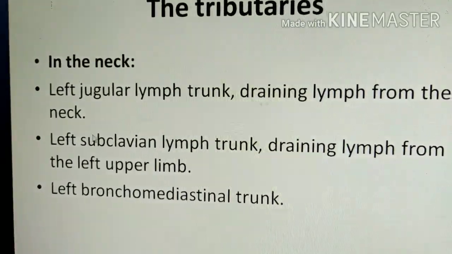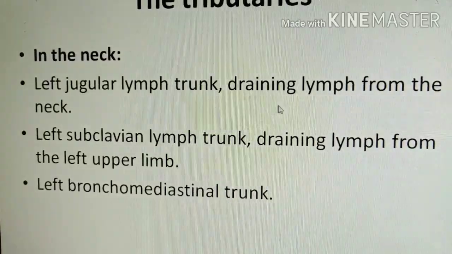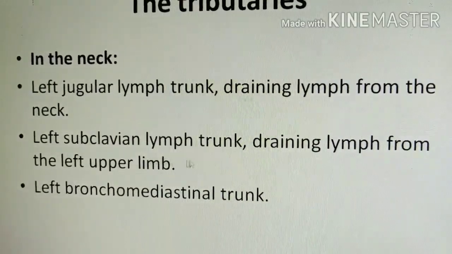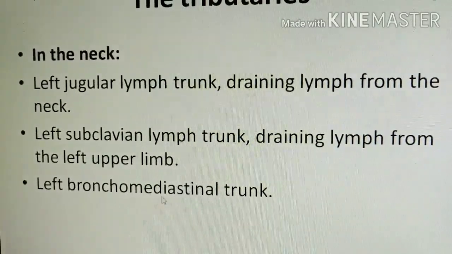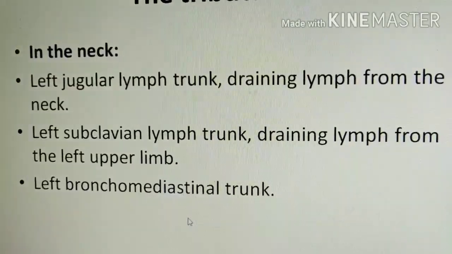In the neck region, the left jugular lymph trunk drains the lymph from the neck, the left subclavian lymph trunk drains lymph from the left upper limb, and the left bronchomediastinal trunk.